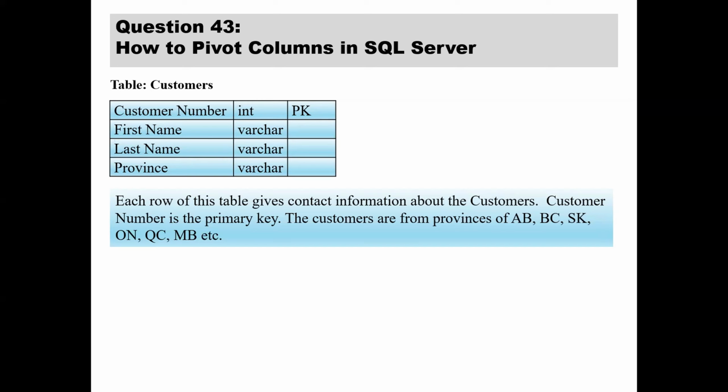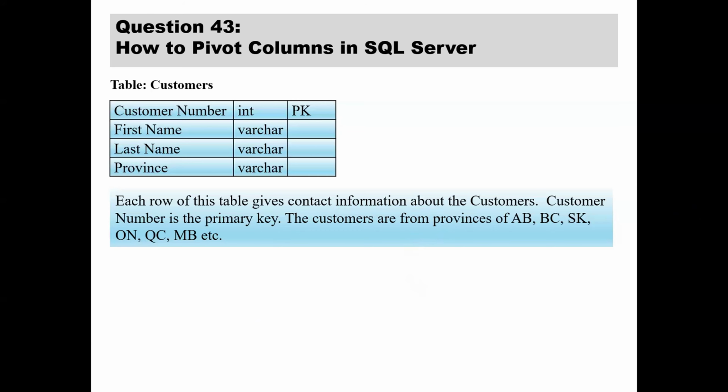We'll be working with a customers table that contains customer details such as first name, last name, and the province they belong to. And this is the data structure of the customers table, with customer number as primary key. Each row represents one customer, and the province column contains values like AB, BC, SK, ON, and QC, standing for Alberta, British Columbia, Saskatchewan, Ontario, and Quebec respectively.